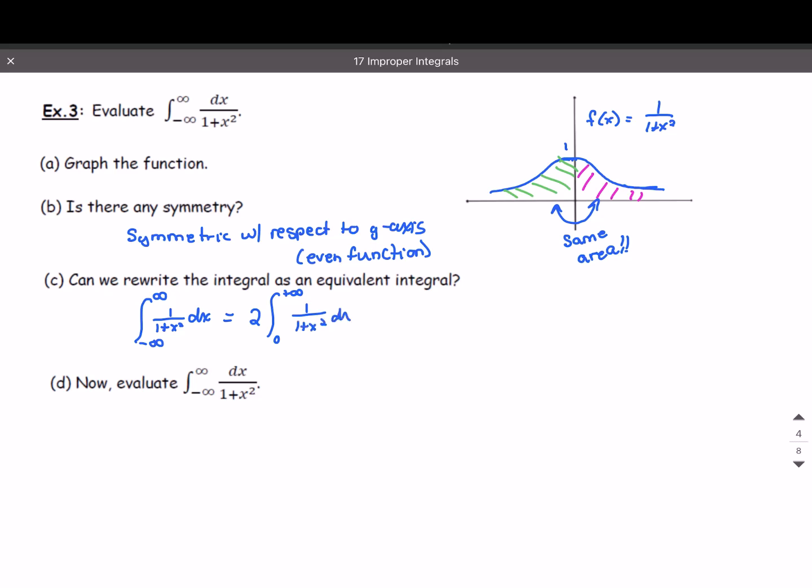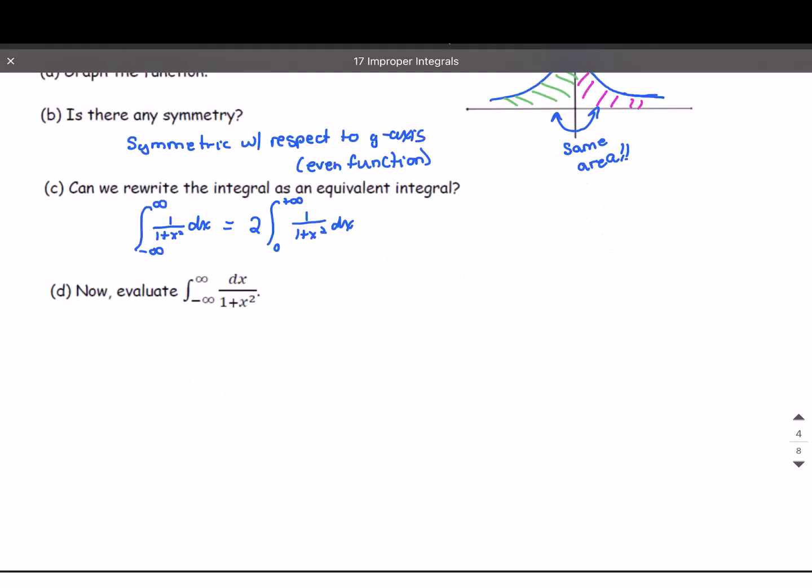I guess technically you could also do 2 times the integral from negative infinity to 0 of 1 over 1 plus x squared dx. Either one, they're going to be the same. Personally, I like positive infinity. So now let's algebraically see if we can't find the value of this integral. So we take the integral from negative infinity to infinity of dx over 1 plus x squared.